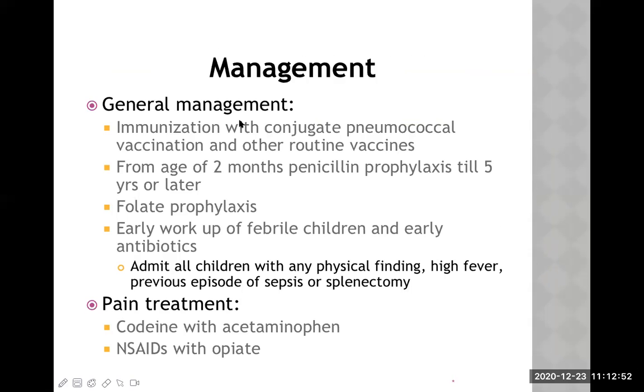Now, let's talk about how to manage this case. Okay, what is the management? A very important part of this lecture. The management is divided into a general management, okay, and definitive management. Now, let's talk one after the other. Pain management comes under general management itself. We need to immunize the child with conjugate pneumococcal vaccination and other routine vaccines.